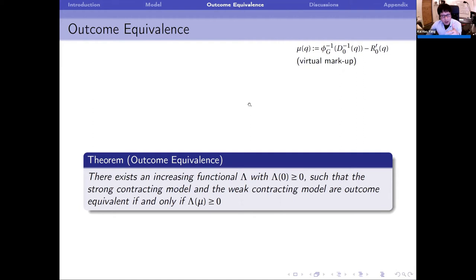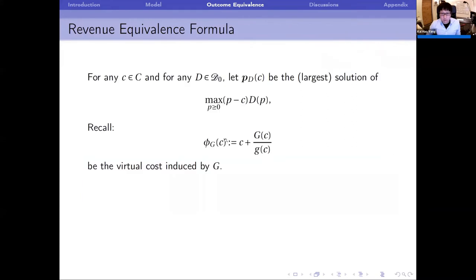And now I'm going to spend some time to sketch the main idea of the proof. Because of time, I won't be able to give the full proof today. In particular, the functional lambda, I have a closed form for it, but it involves a little bit of derivation, so I'm not going to do that today. Instead, I will impose a sufficient condition for lambda mu being greater than zero and illustrate how in that situation we can construct mechanisms in two business models that induce the same optimal revenue. Okay, so now let me go into the proof.